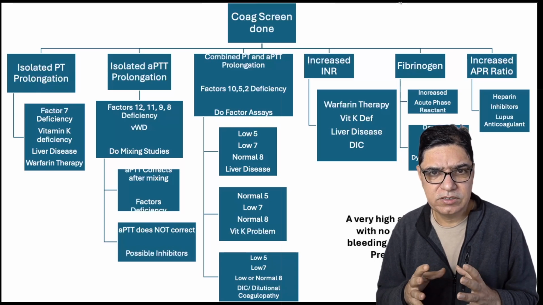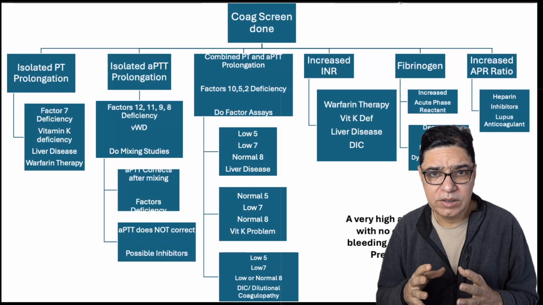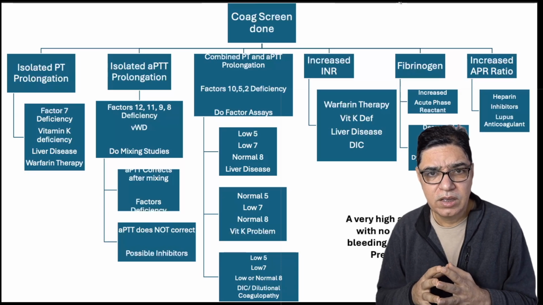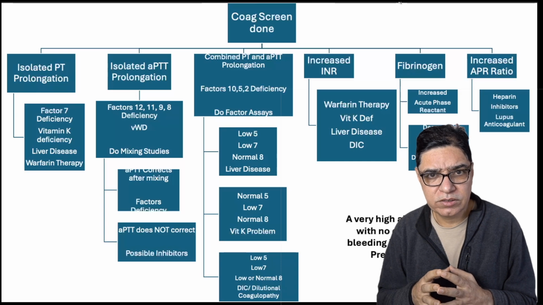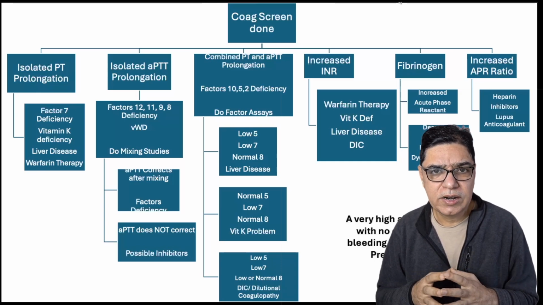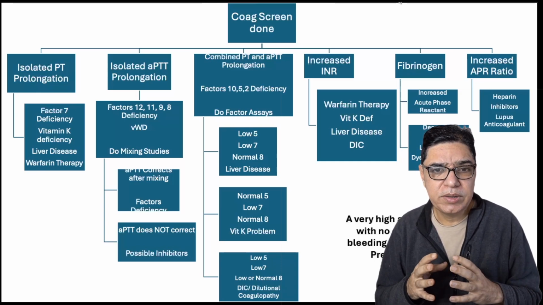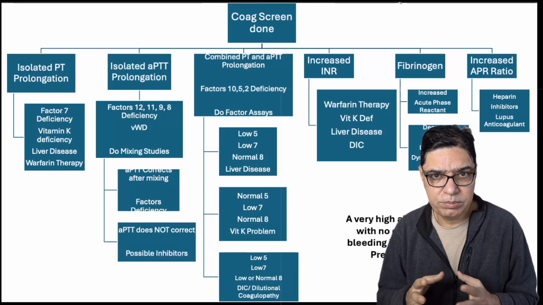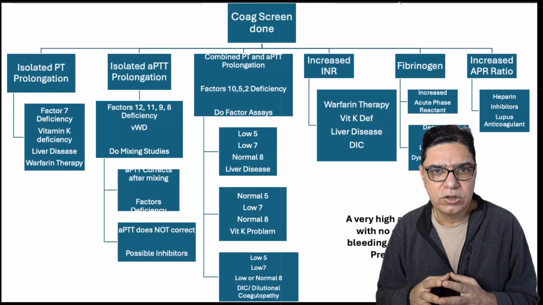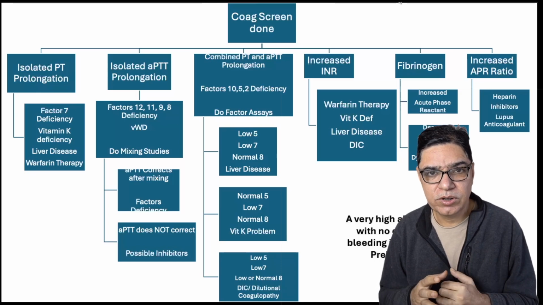Vitamin K deficiency can occur in neonates if they have not been given vitamin K injections. In older people also, sometimes vitamin K deficiency can develop because of various gut problems. It can also occur in liver disease, and PT can be isolatedly prolonged if somebody is on warfarin therapy as an anticoagulant therapy. So they would be having isolated PT prolongation with the rest of the factors normal.